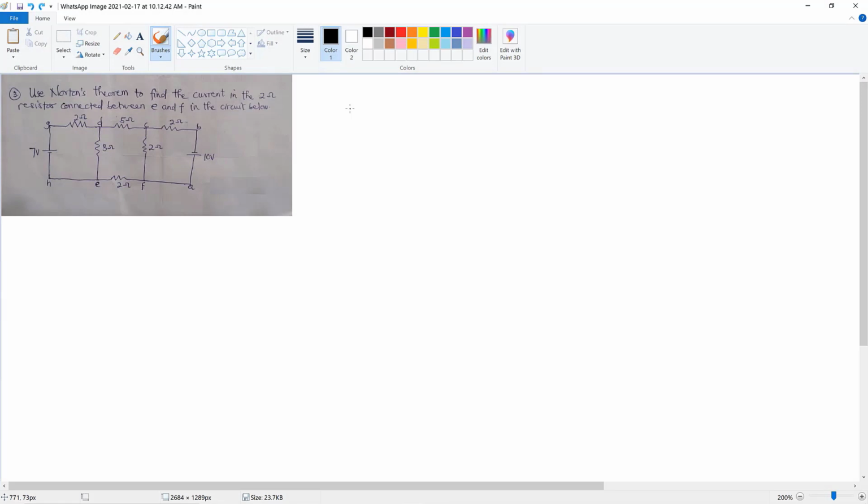In this question, we are to use Norton's theorem to find the current in the 2 ohm resistor connected between E and F in the circuit below. Now, this is the resistor we are talking about. And now, to find the current through it, we are supposed to represent that branch with the Norton's current, IN. And then we can assign current in the rest of the resistors that we have, and then use KCL and then KVL to find the current.